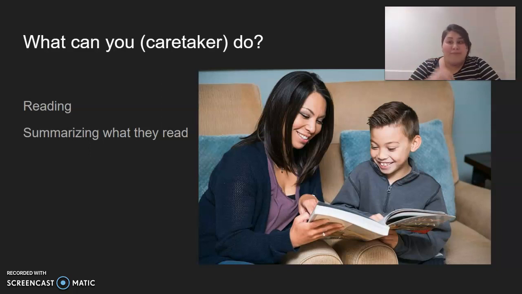So it can be 15 minutes of picture books. It can be 15 minutes of chapter books. It can be 15 minutes of graphic novels. It can be 15 minutes of reading independently, 15 minutes of reading as a family, or 15 minutes of reading to a younger sibling. We want 15 minutes. That's what we're expecting.